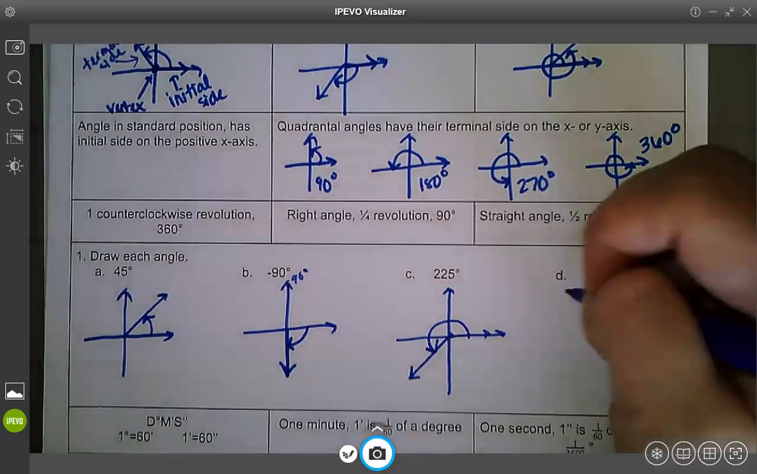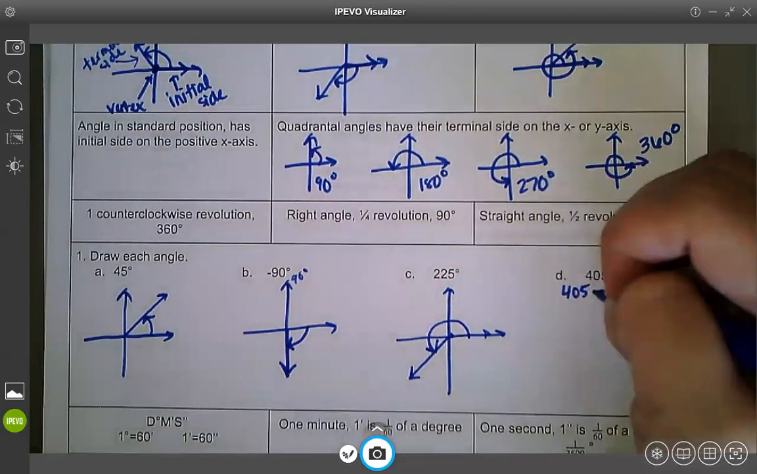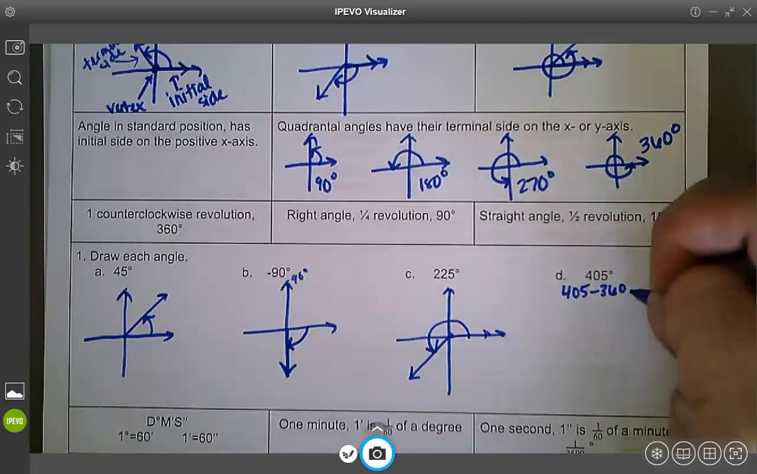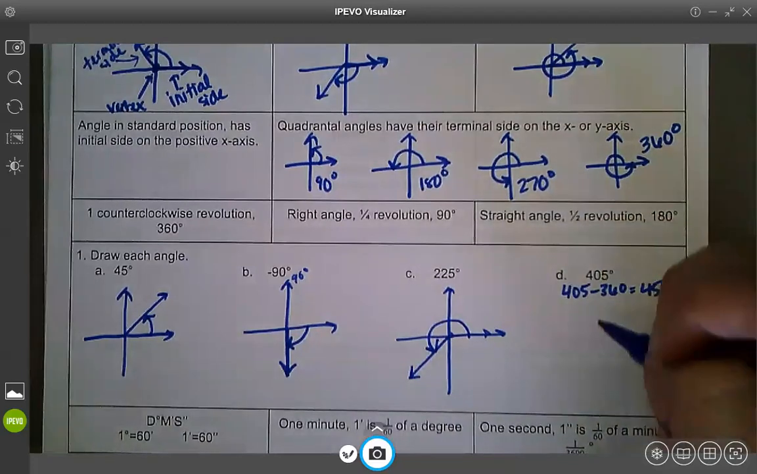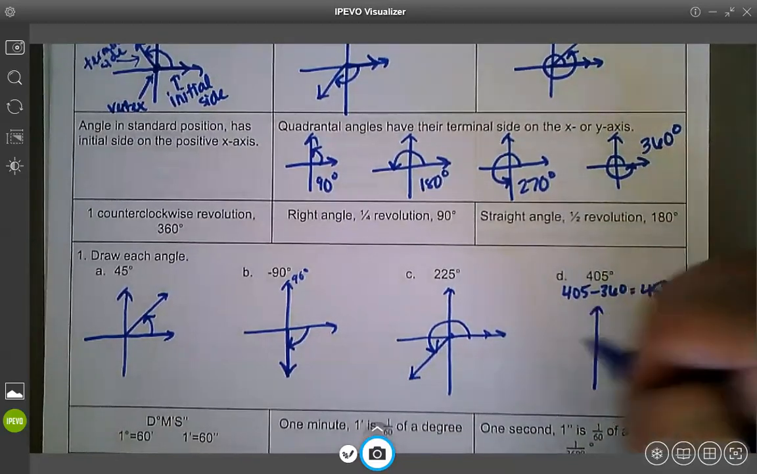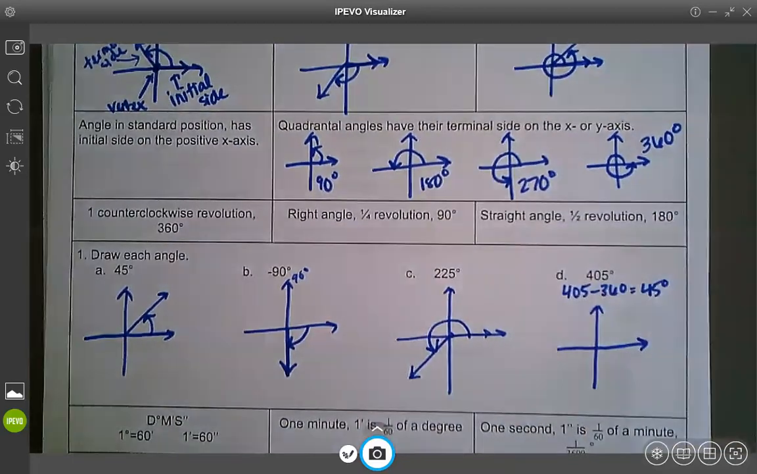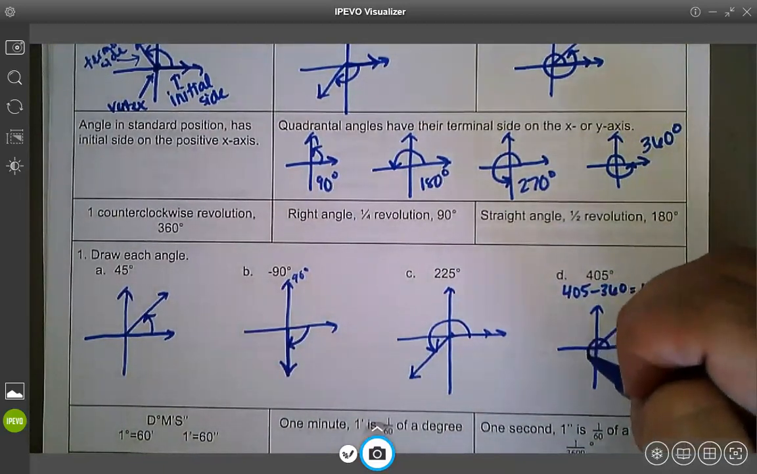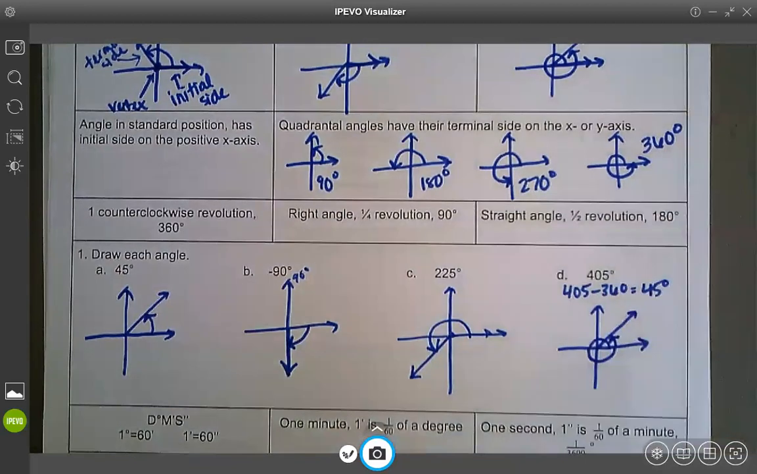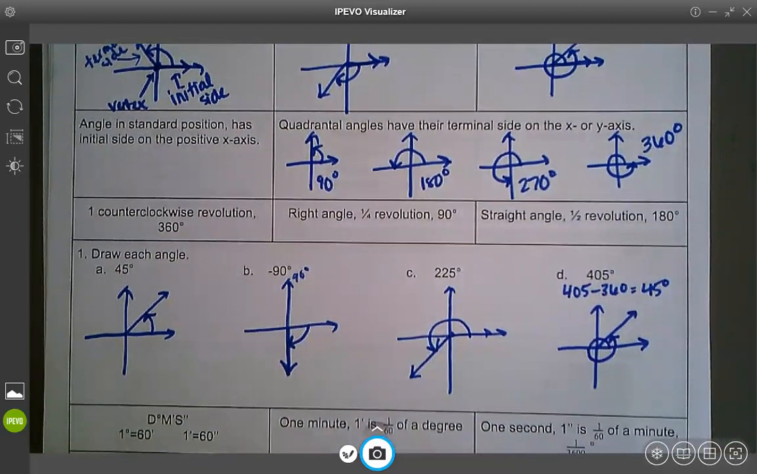And then 405, it's more than 360, so 405 minus 360, and I get 45 degrees. So essentially, it's the same thing as A, but I'm going all the way around one time before I stop. So I'm still at that 45, but I have to go all the way around and then stop at the 45. Questions on this?